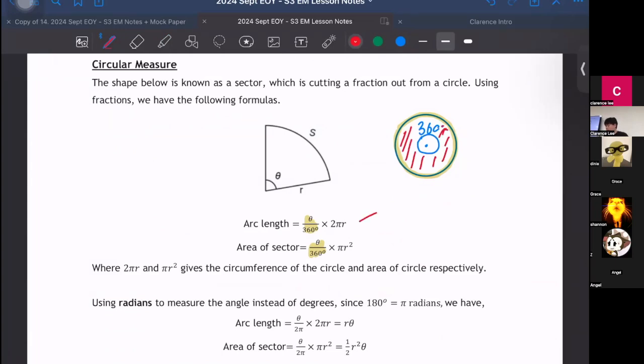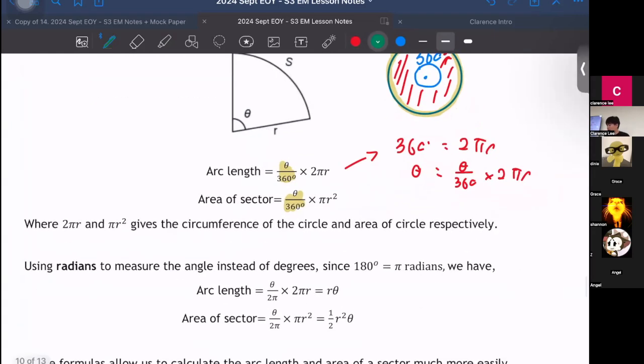So what this means is, if 360 degrees is 2 pi r, how do I find theta degrees? Right? So that's why your formula is just theta over 360 times 2 pi r. So your concept here is on proportions. You understand this portion, when it comes to your area or length, you will know which is the correct formula to use. Because circumference of circle is 2 pi r, area of circle is just pi r squared.